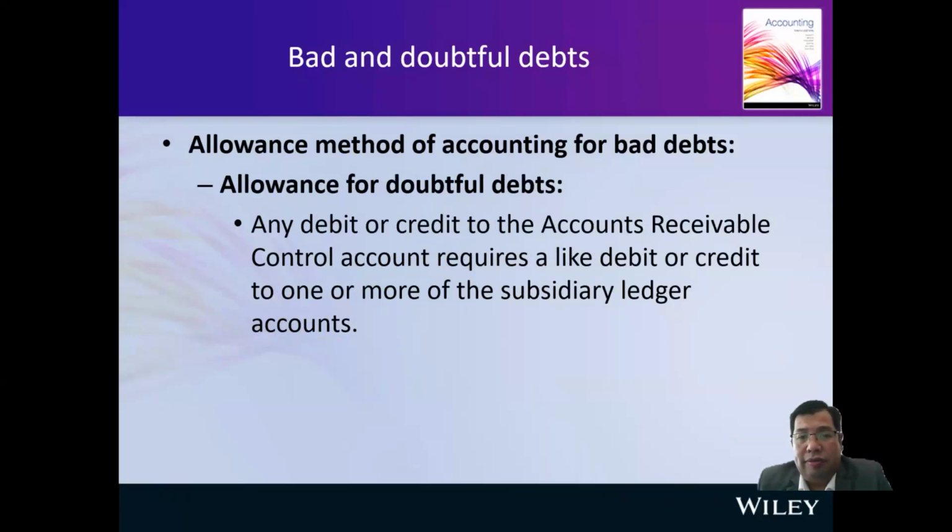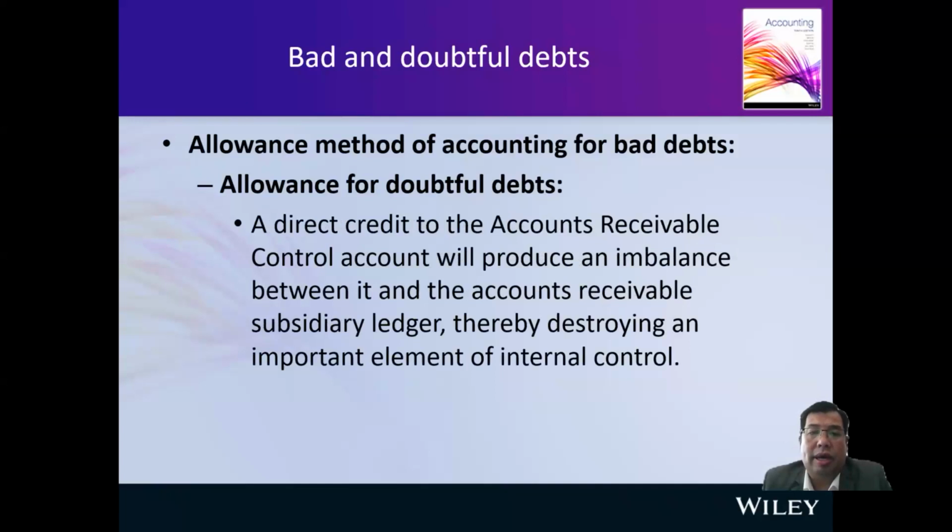So what is allowance for doubtful debt? Any debit or credit to account receivable control requires a like debit or credit to one or more of the subsidiary ledger accounts. So this is the reason we use the allowance for doubtful debt account. A direct credit to account receivable control will produce an imbalance between it and the account receivable subsidiary ledger, therefore destroying an important element of internal control. Let me explain what is the account receivable control account.